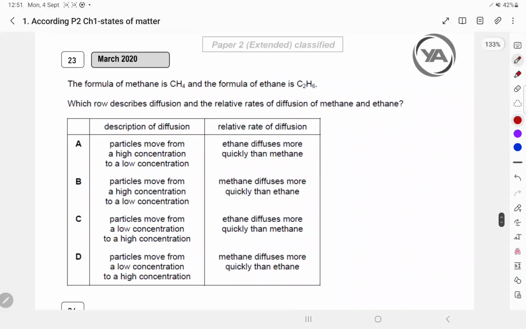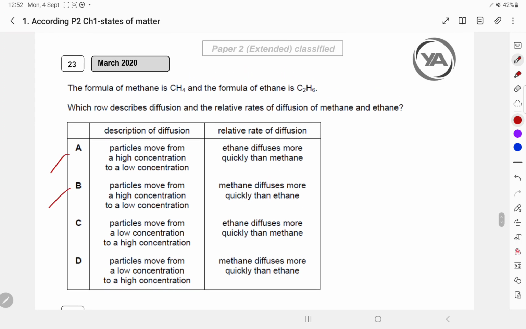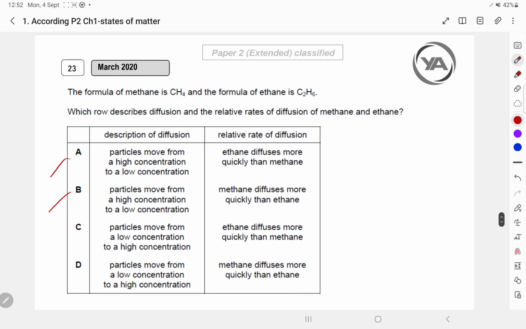The formula of methane is CH4 and the formula of ethane is C2H6. Which row describes diffusion and the relative rate of diffusion? Well, diffusion, we said that it is the random movement from high concentration to low concentration. So the answer is A or B. Which one will diffuse more quickly? Actually, the one which has a smaller number of carbon and hydrogen, so it has a smaller MR. So methane will diffuse faster, so the answer is B.